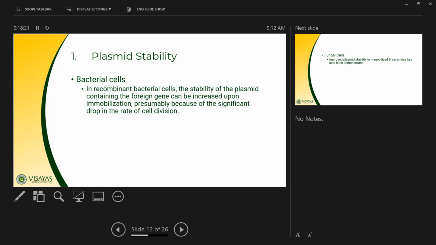So that is why when the recombinant bacterial cells are immobilized, there is increased stability of the plasmid, meaning it is not prone to mutation. The plasmid can still be replicated and passed on during cell division. That's how it is described here, because of the thicker barrier of the matrix material around the cell.